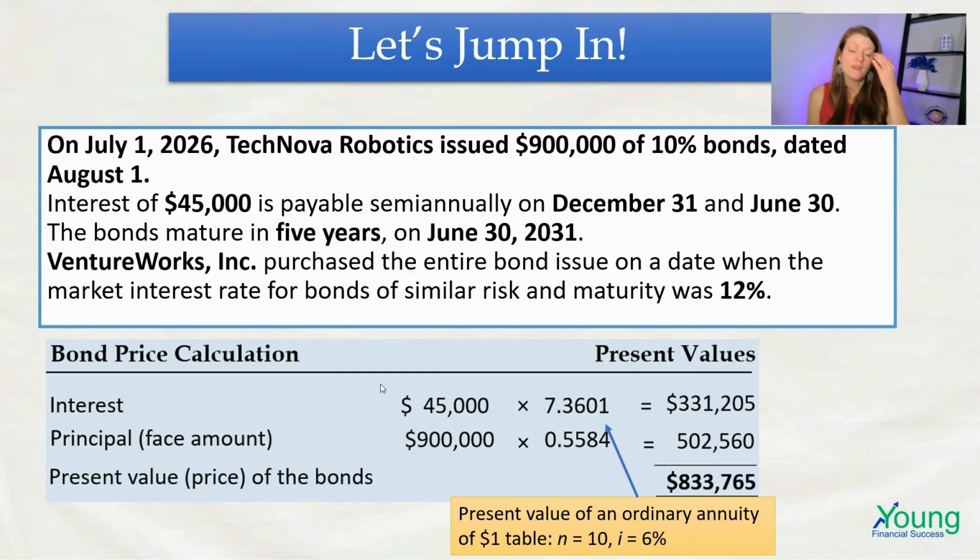7.3601. That was a lot. See, we didn't dig into this in financial accounting. This is why it's intermediate. We're digging in even more and we're getting all the details.